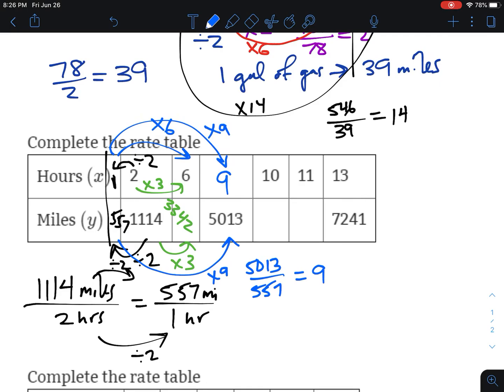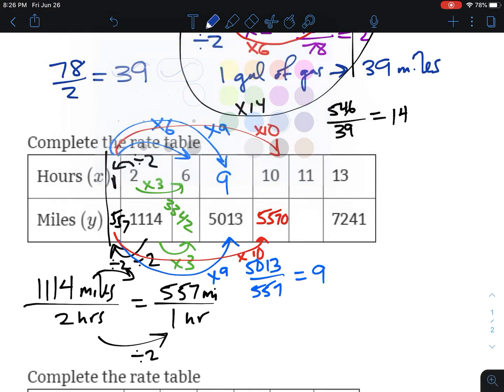Okay, for the next one, 10, well, we got options. We can go from the unit rate, we can go from 2. 6 and 9 are going to be kind of hard to use because we're going to have decimal scale factors, but you could use those. I'm going to use, again, just 1, because that's easy. So 1 to 10 would be times 10. So 557 times 10 is 5,570. And there we go.